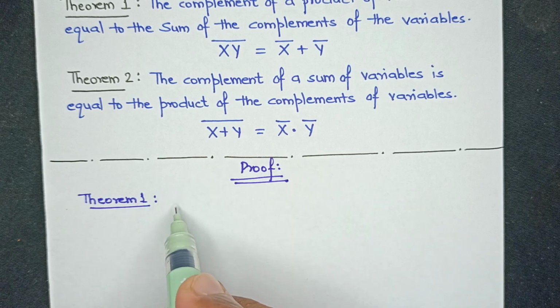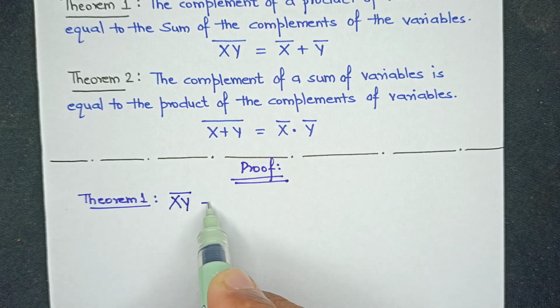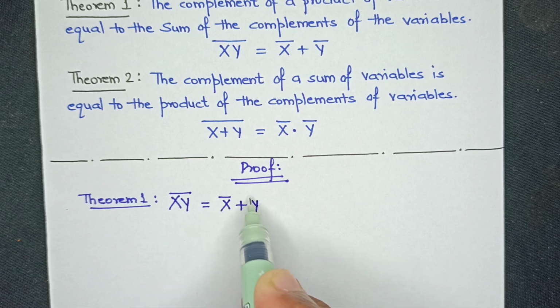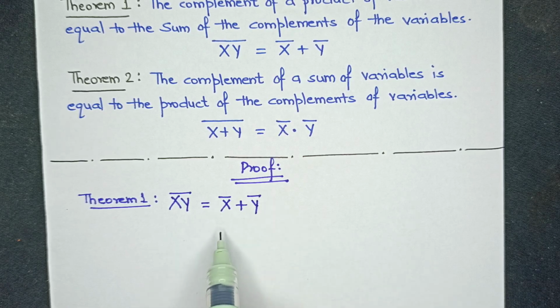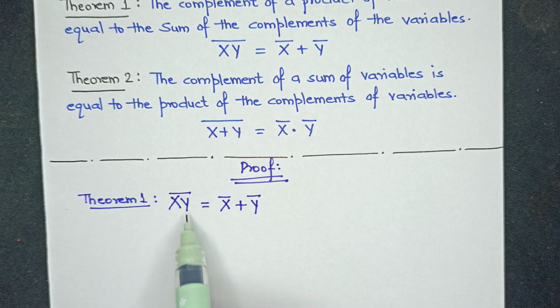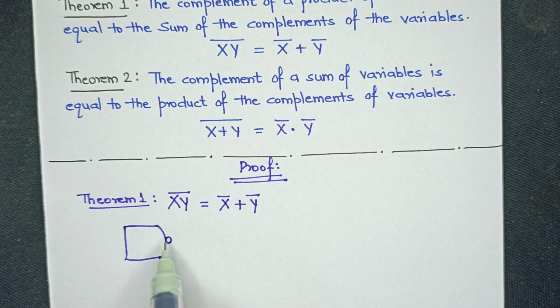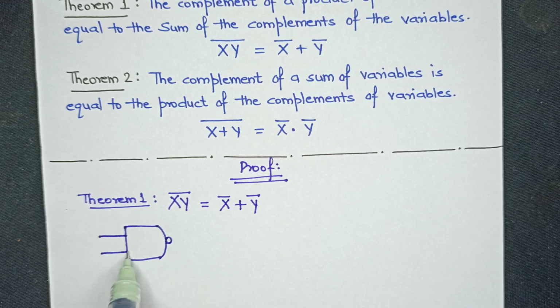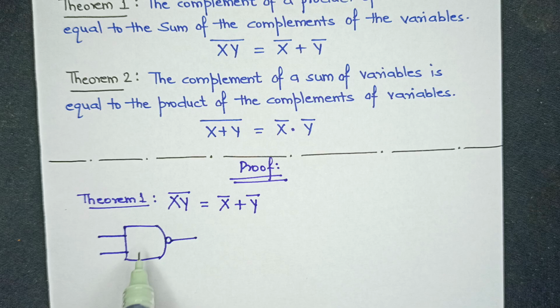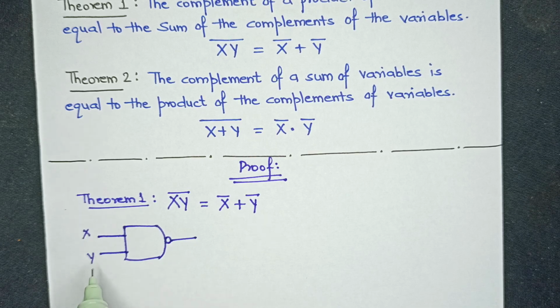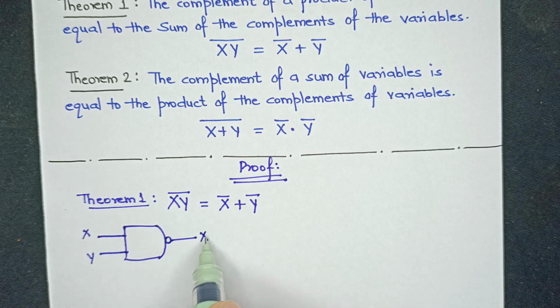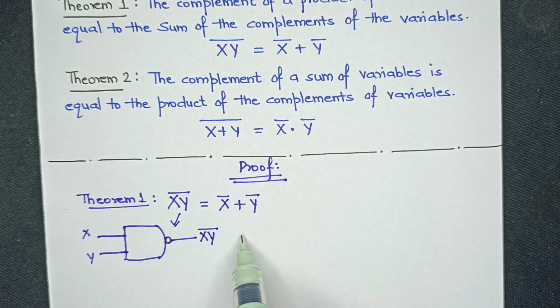So for example, the first rule says that (xy) bar is equal to x bar plus y bar. So technically what this is asking us to do is first focus on the left hand side. On the left hand side, as you can see, we have a product here. So for a product, the only gate available is the NAND gate. So let me draw a NAND gate, give it two different inputs, and let us see what the output is. For a NAND gate, if the product is x and y, then the output would be (xy) bar. So this is the LHS part of the equation.